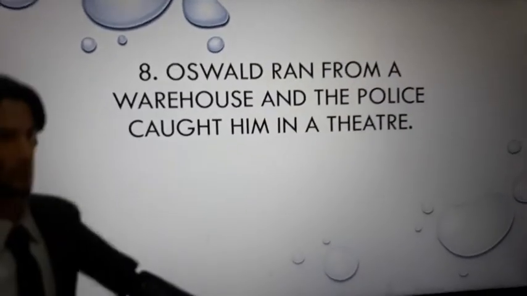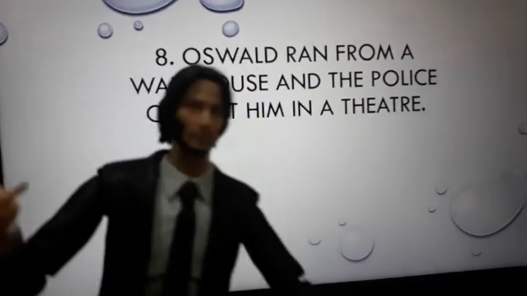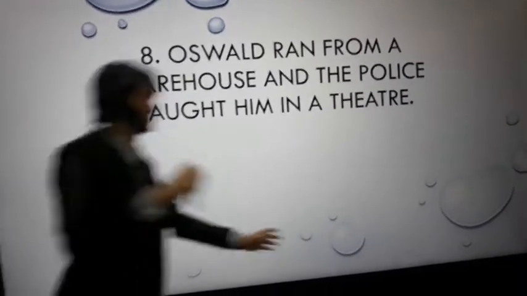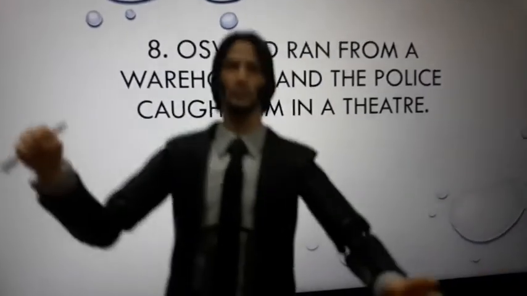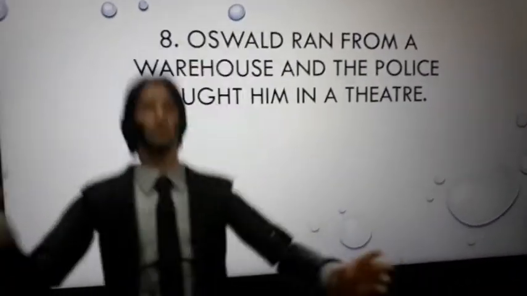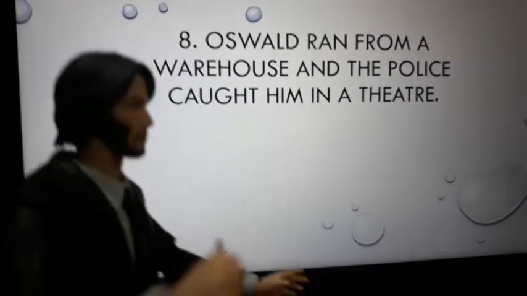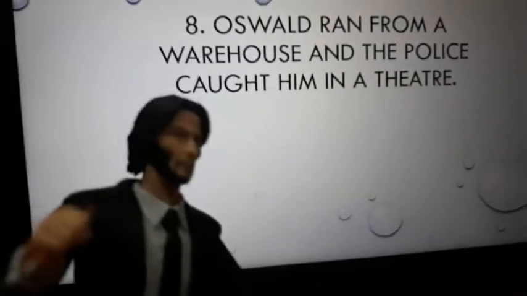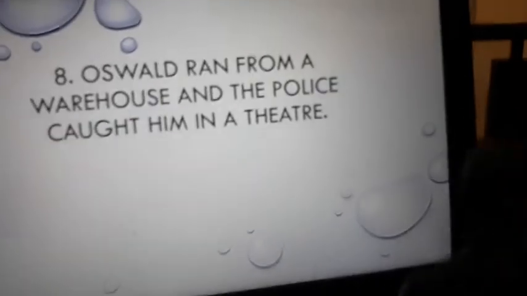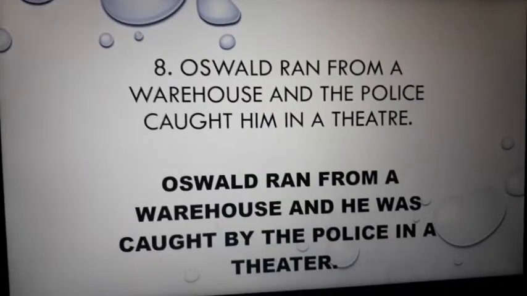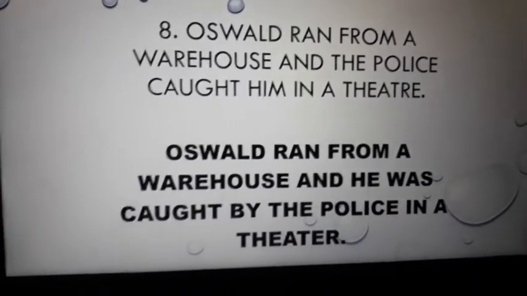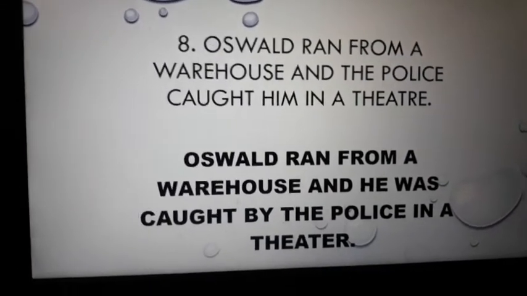It says, Oswald ran from a warehouse and the police caught him in a theater. Many of you were trying to move Oswald, but in this case, if you notice, Oswald, which is the subject there, is followed by a verb, but there is not an object after the verb because from is a preposition. The sentence to be changed was, and the police caught him, because we got subject, the police, verb caught, and object him. Ergo, the answer will be the following one. Let's check. Oswald ran from the warehouse and he was caught by the police in a theater. Okay, that was the answer.